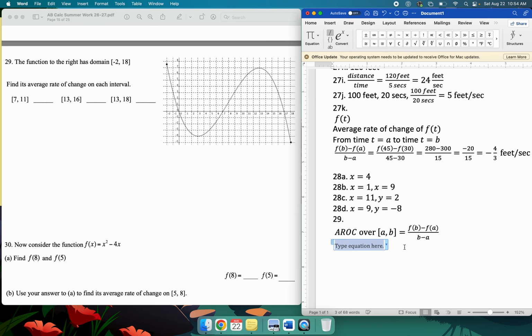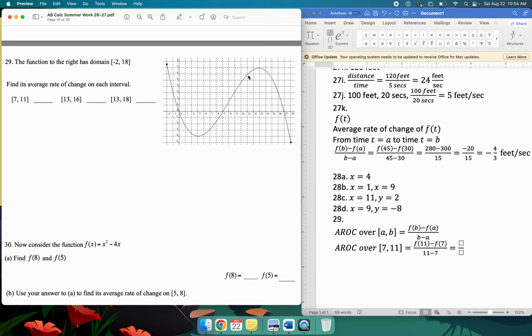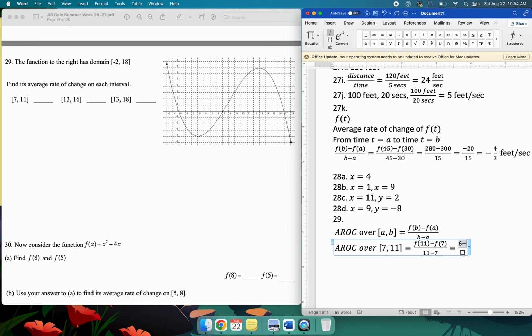So for the first one, that's going to be f of 11 minus f of 7 over 11 minus 7. F of 11 looks like 6. So I think that's 6 minus f of 7 is 0. Over 11 minus 7, that's 4. So 6 over 4, that's 3 over 2 or 1.5.